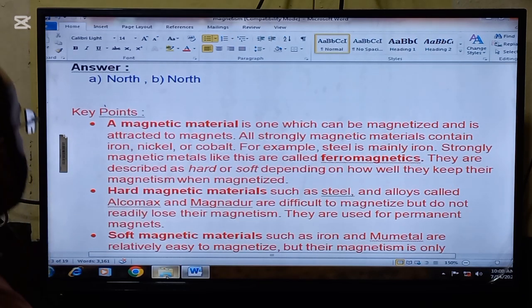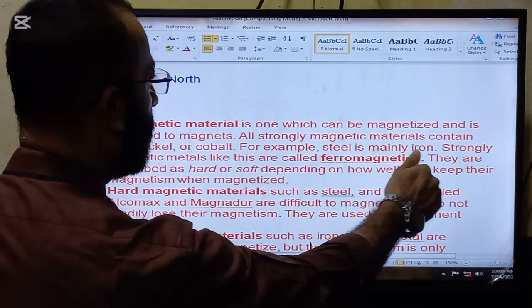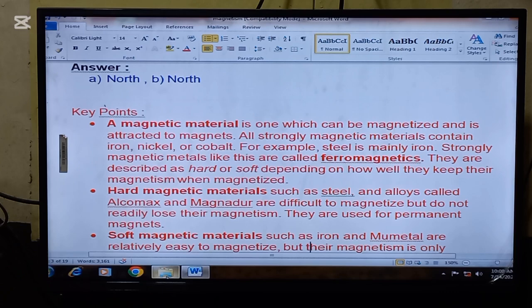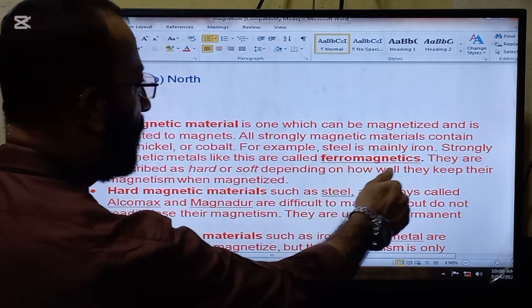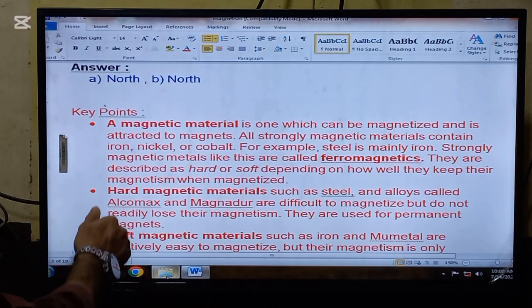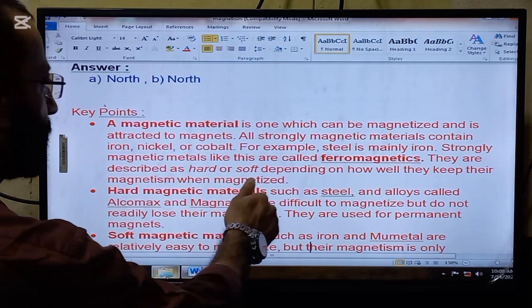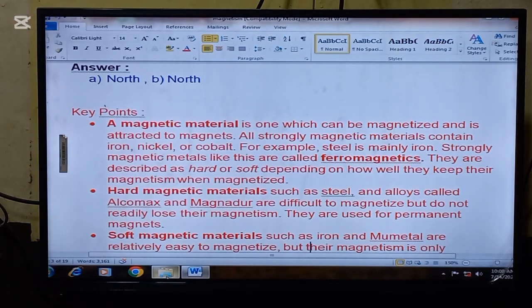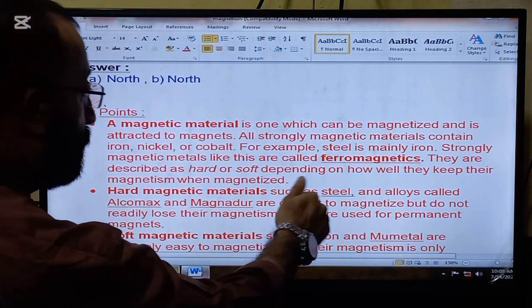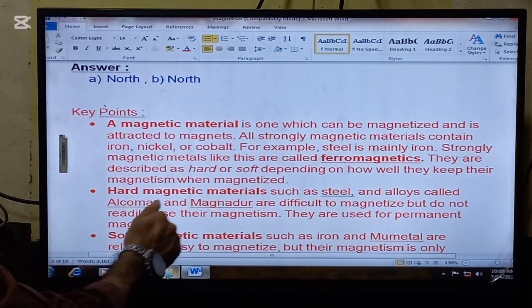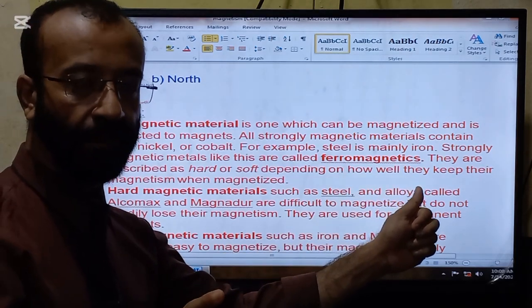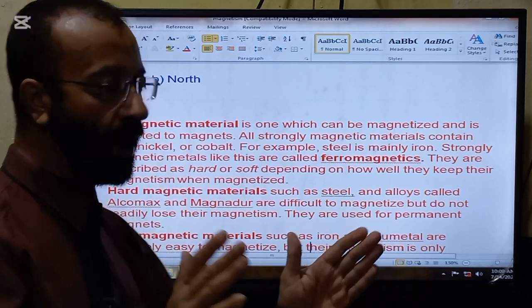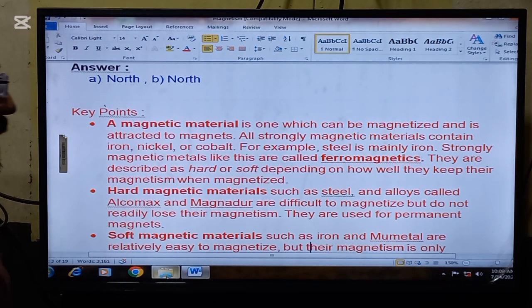Here are some key points. A magnetic material is one which can be magnetized and is attracted to magnets. All strongly magnetic materials contain iron, nickel or cobalt. For example, steel is mainly iron. Strongly magnetic metals like this are called ferromagnetics. They are described as hard or soft depending on how well they keep their magnetism when magnetized. So magnetic material is called ferromagnetic, and it is further categorized into hard and soft materials depending upon the magnetism they keep. Now we are going to read one by one.